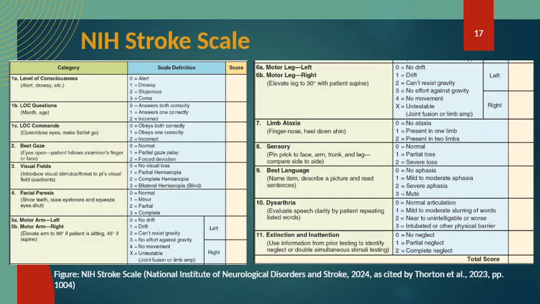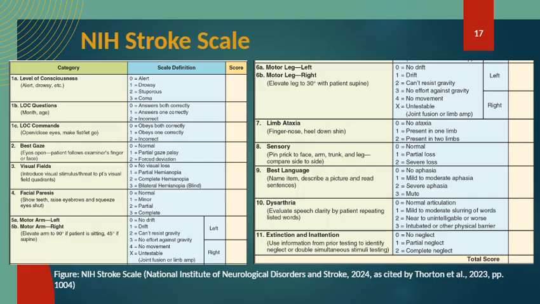Next, we assess best gaze, which looks at horizontal eye movement and identifies gaze palsy or forced deviation caused by brain injury. Visual fields are tested in all quadrants using finger movement or threat to determine if the patient has a partial or complete hemianopia. Facial paresis evaluates movement of the eyebrows, eyes, and mouth to check for lower motor neuron or upper motor neuron facial weakness.